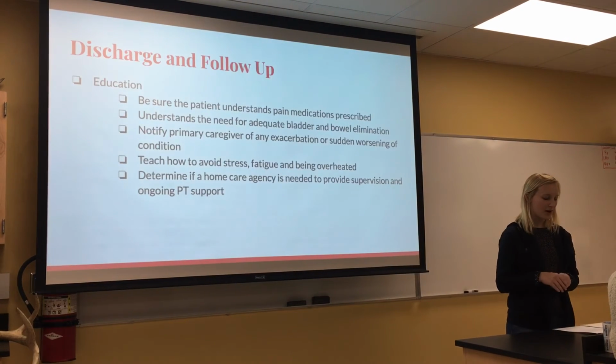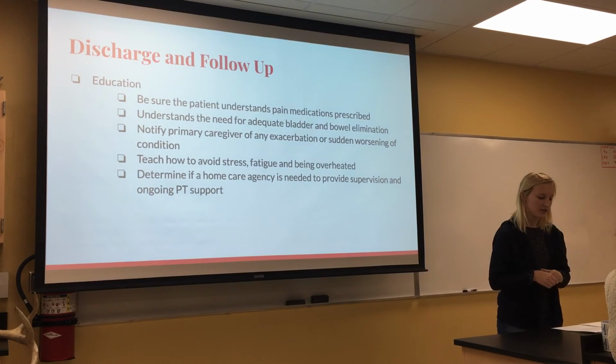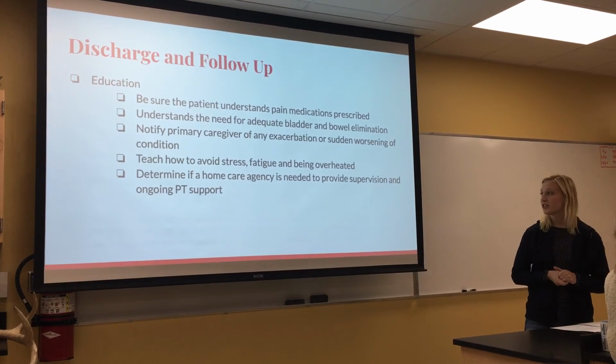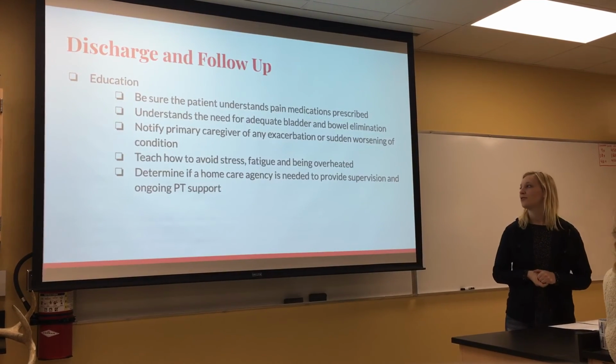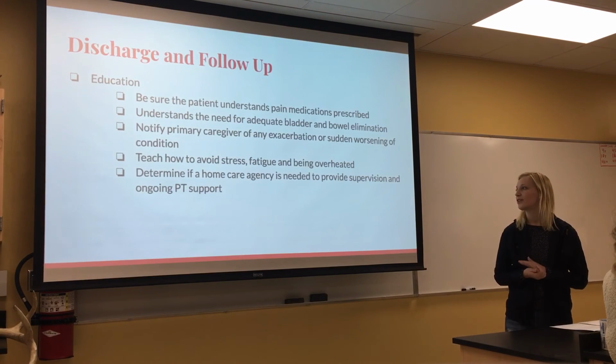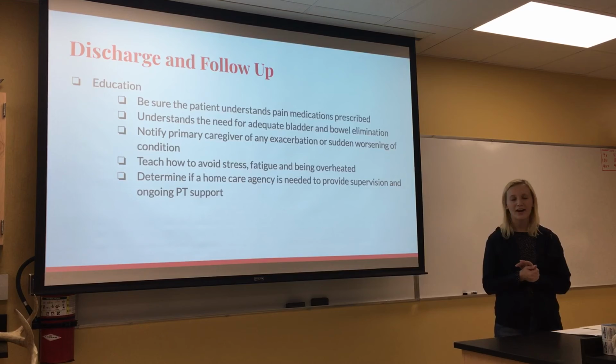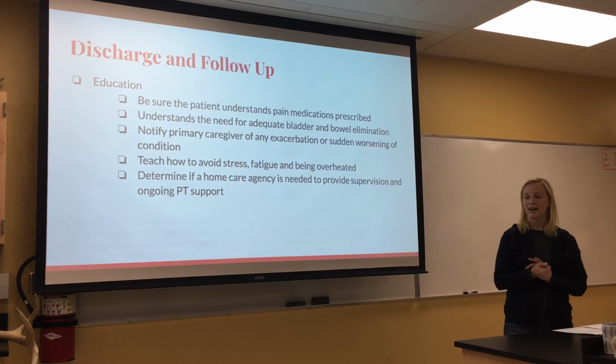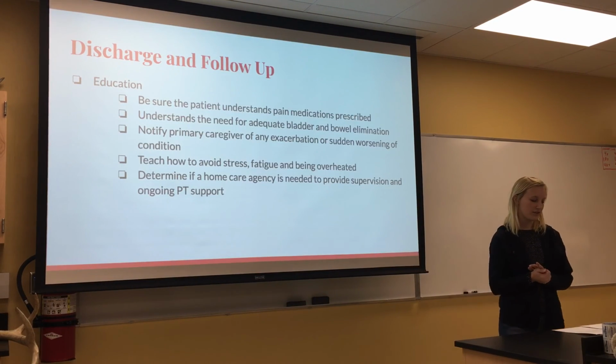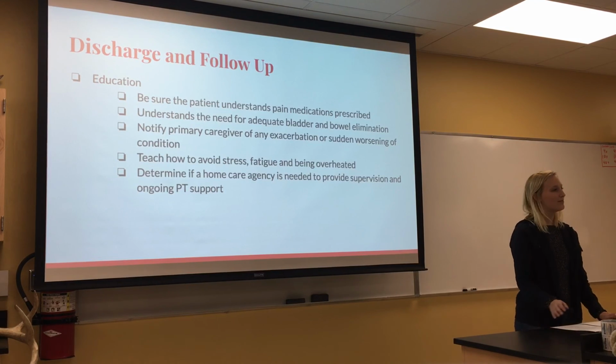You need to notify primary caregivers of the exacerbation or sudden worsening of the condition. And you need to teach how to avoid stress, fatigue, and being overheated. And finally, you need to determine if a home care health agency is needed to provide supervision with physical therapy support. And that is MS.